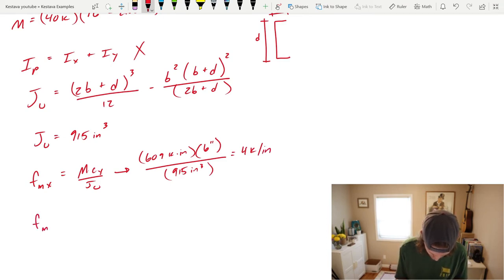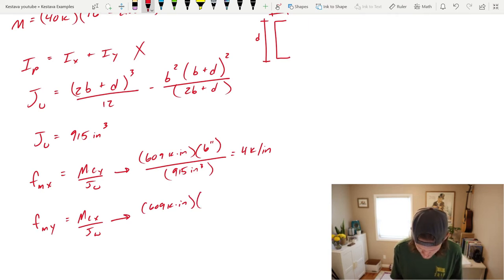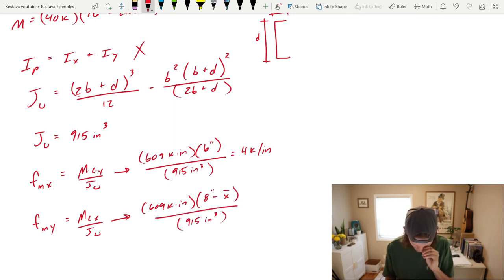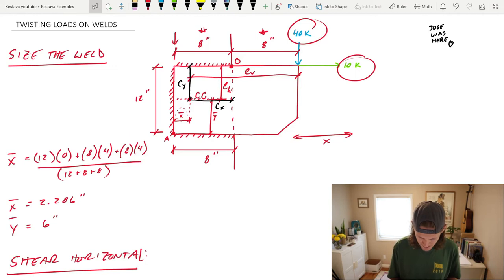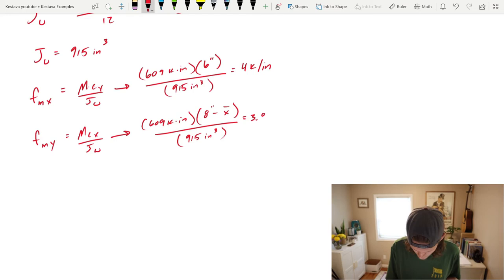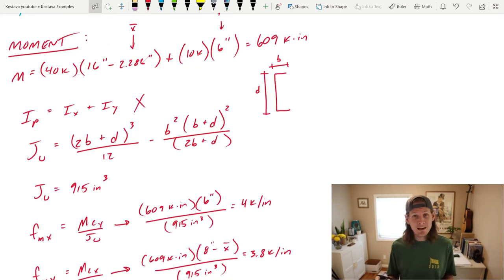Now we need to find the other component of our moment. F_M sub y equals M C sub x over JW. Again, 609. This time it's gonna be 8 inches minus x bar over 915. And you might be saying 8 inches minus x bar. Let's go up, because again, C sub x. So it's gonna be the total 8 inches right here. And then you need to subtract out X bar in order to get C sub X. That's gonna equal 3.8 kips per inch.